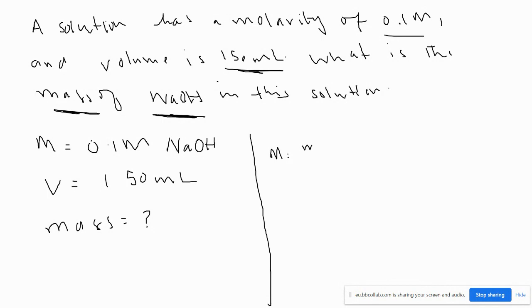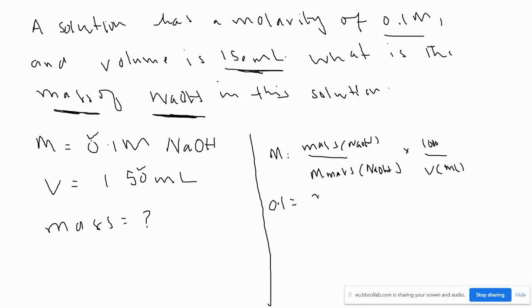Molarity is equal to mass of sodium hydroxide, because we're talking about sodium hydroxide here, NaOH, divided by molar mass, the same sodium hydroxide, multiplied by 1000, divided by volume in milliliters. So molarity, we know it is 0.1 molar. It's given. Volume, we know it, 150. Mass, we don't know. But molar mass of sodium hydroxide, let's find the molar mass here.